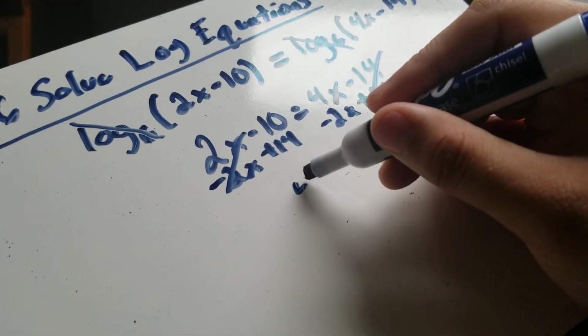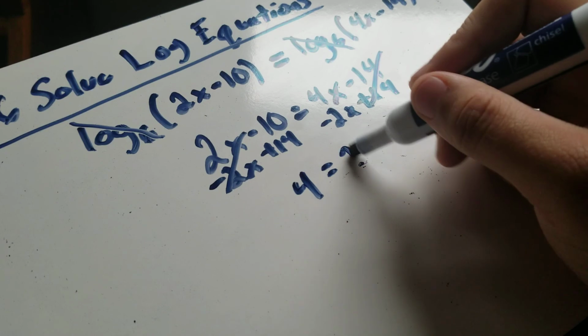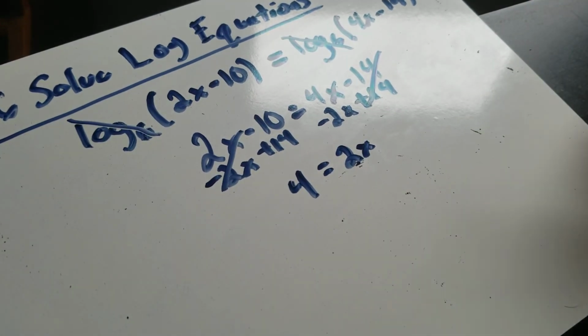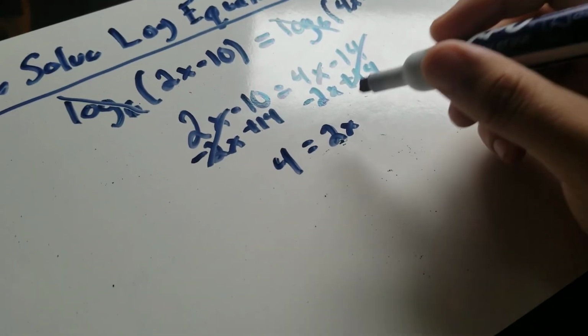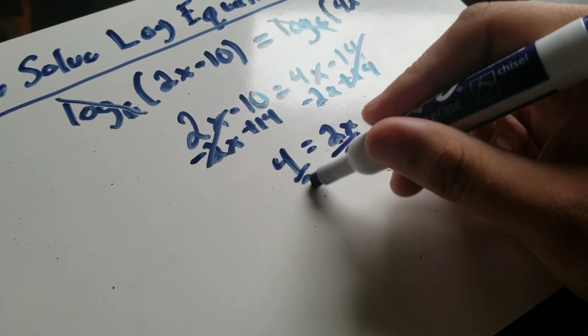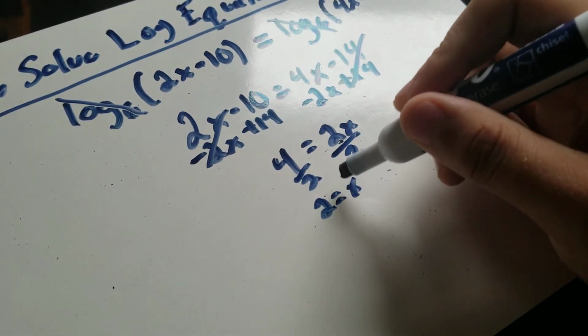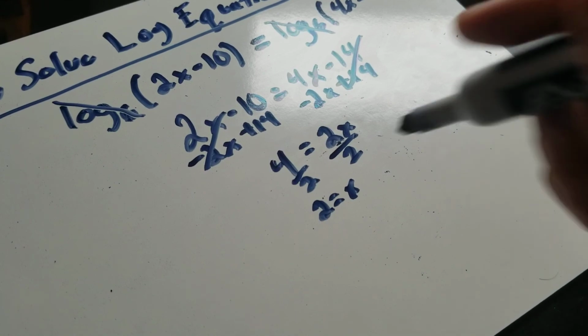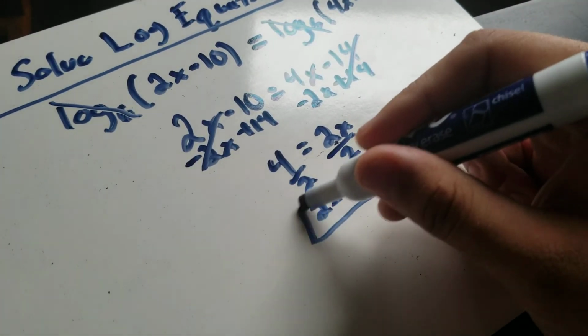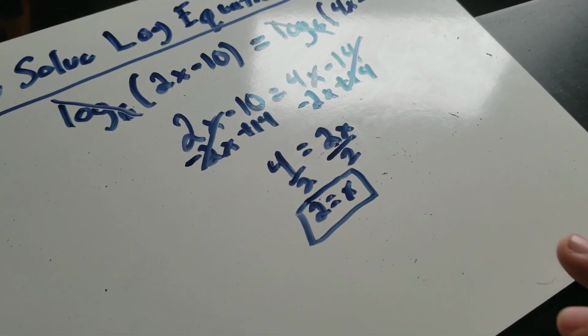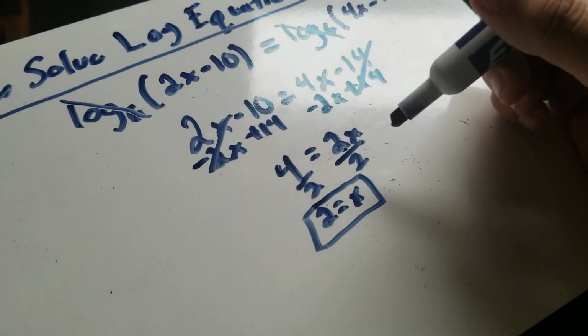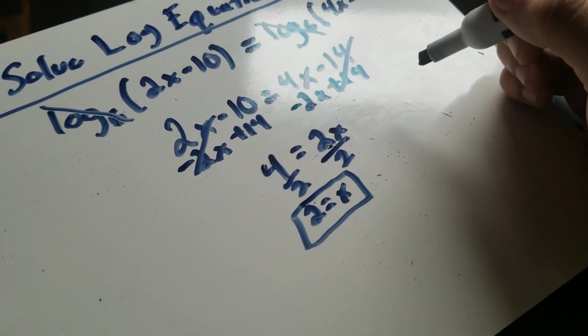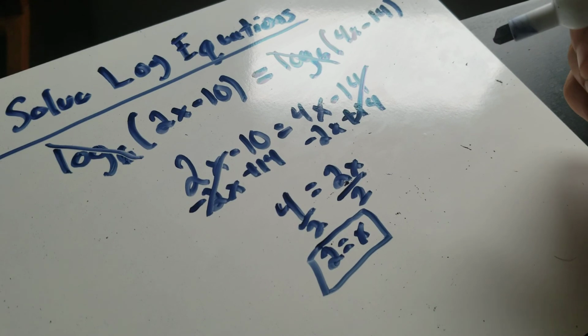So here I got 4 equals 2x. 4 minus 2 is 2x. Then we're going to divide by 2, divided by 2. 2 equals x. So I finish my second step, solve for x. Now I'm going to do my third step, which is plug in and check for extraneous solution.